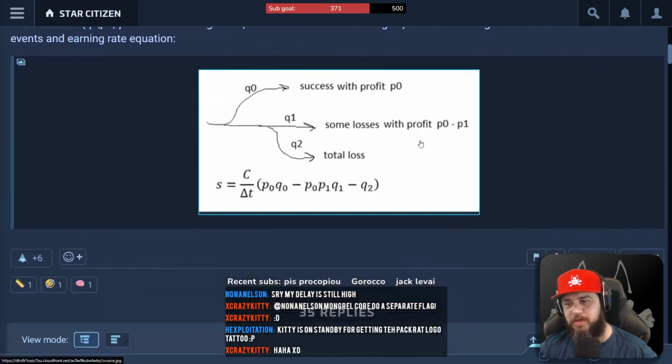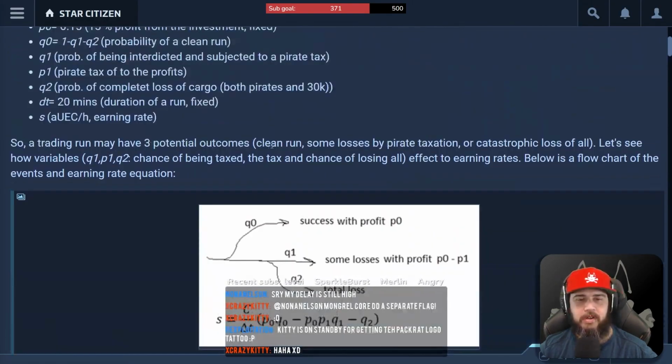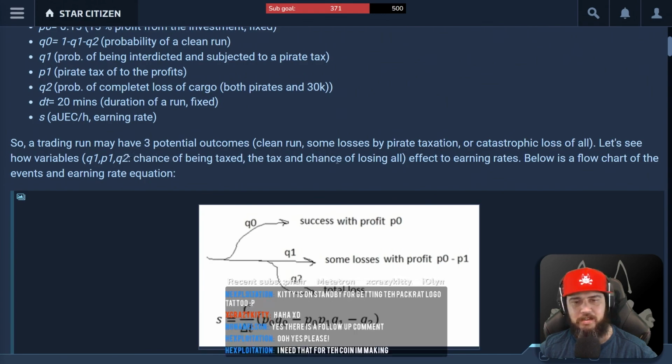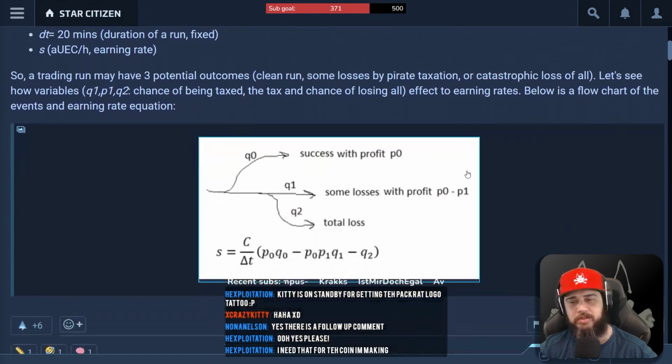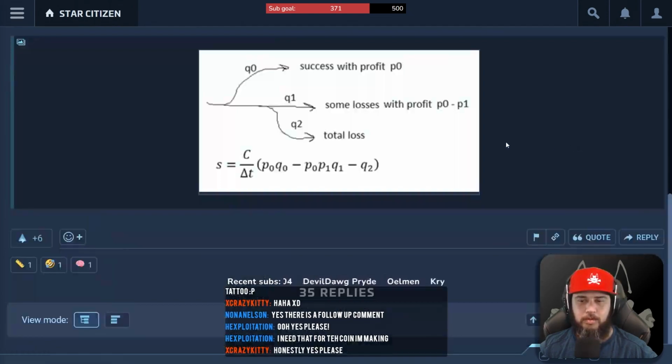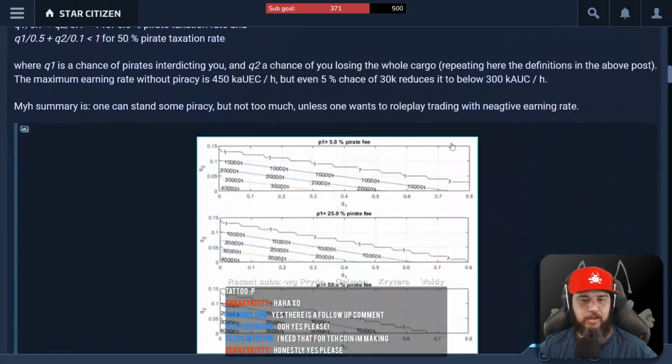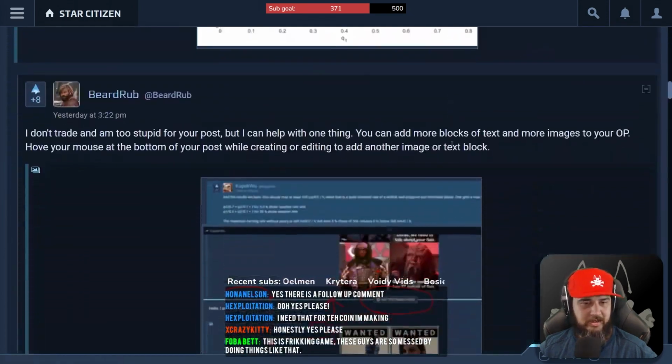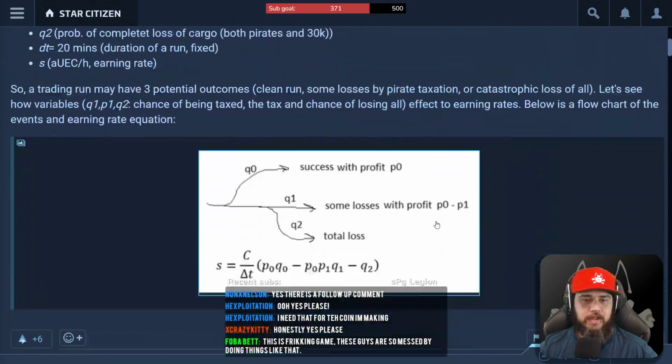There is a follow-up comment. So a trading run may have three potential outcomes: clean run, some losses by pirate taxation, or catastrophic loss of all. Let's see how variables Q1, P1, Q2, chance of being taxed, the tax, and chance of losing all affect the two earning rates. Below is a flowchart of the events and earning rate equation, which is this. I'm assuming that old mate replied. Yeah, here we go. He continued. They continue.